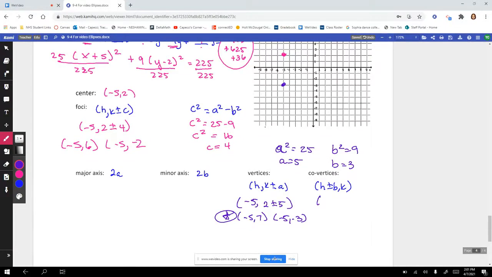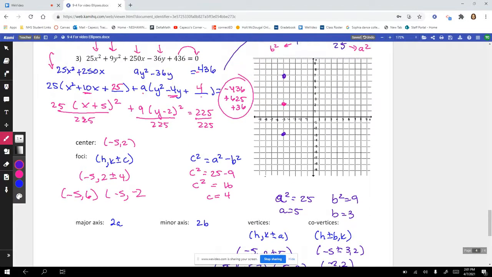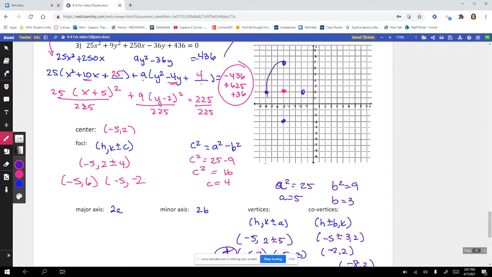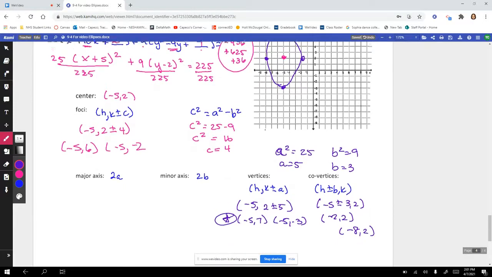Do the same thing with the co-vertices. I have negative 5 plus or minus 3, comma 2. So that gives me negative 2, 2. And I also get negative 8, 2. So let's see how we did. So I have negative 2, 2 is here. And negative 8, 2 is here. So it looks pretty good, right, when we're looking at the shape. Let's draw that. Now, again, mine have tended to be a little bit lopsided, but there you go. Best we can do here.